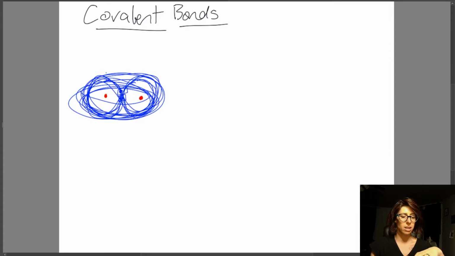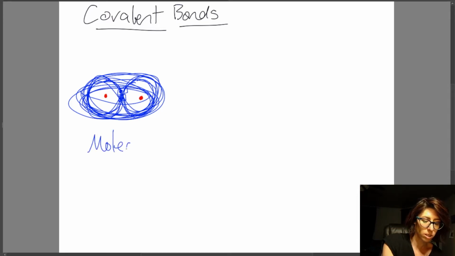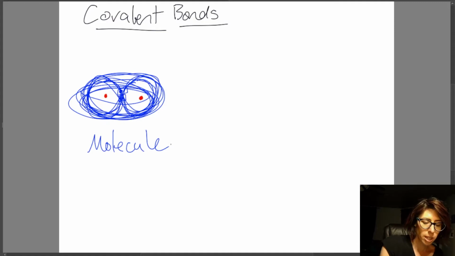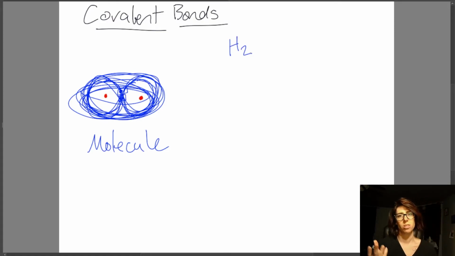And so their orbit around both of these nuclei is holding the 2 nuclei together. And that is a molecule. It's 2 atoms held together by shared electrons. Their electrons are orbiting both of them, and that holds them together. So one hydrogen isn't taking the electrons, they're actually sharing them equally. So we can draw this. The chemical formula for this is H2.